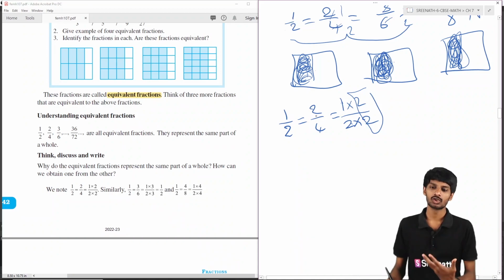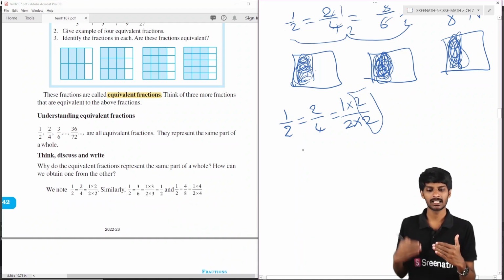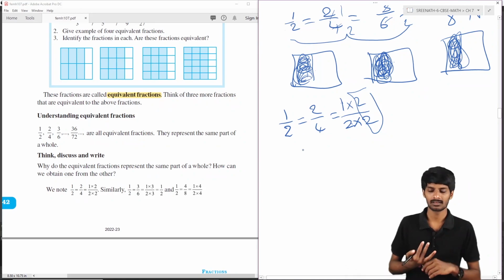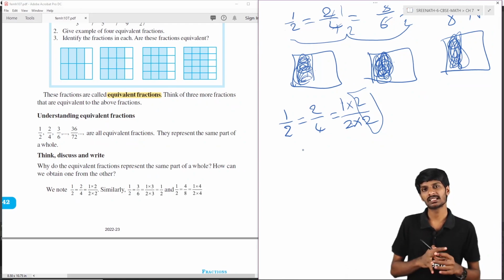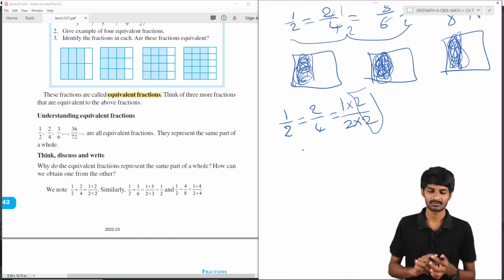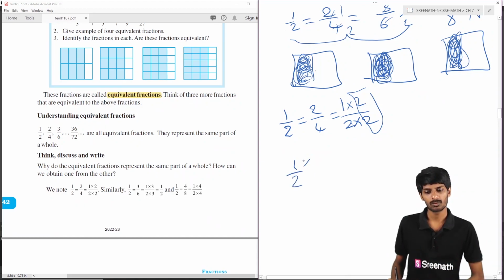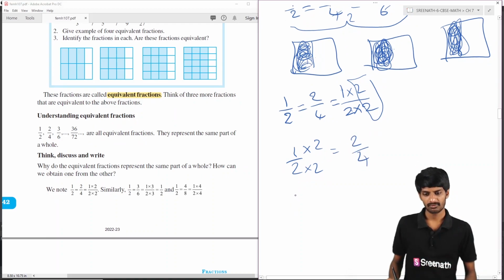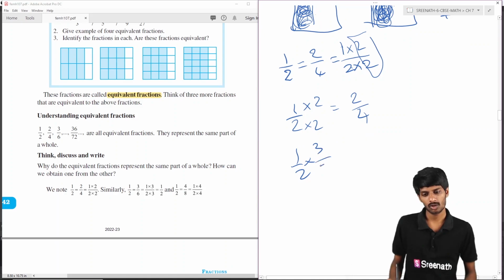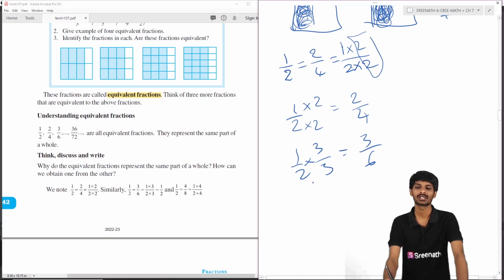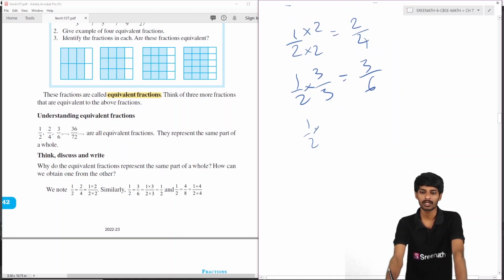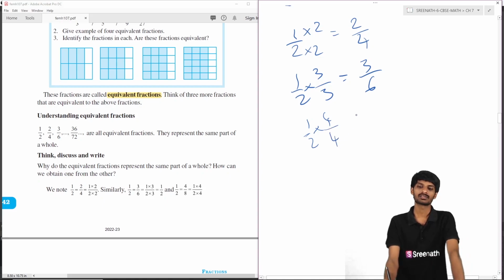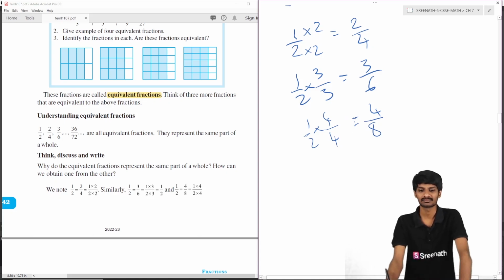Whenever you multiply both numerator and denominator by the same number, it will give rise to equivalent fractions. If you have 1 by 2 and you multiply the numerator by 2 and the denominator by 2, it will give 2 by 4. It is an equivalent fraction. And if you multiply the numerator and denominator by 3, it will give 3 by 6. It is also an equivalent fraction. If you again multiply numerator and denominator by the same number, it will give 4 by 8. It is also an equivalent fraction.